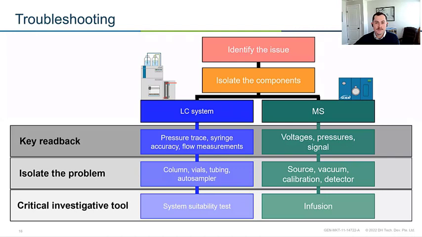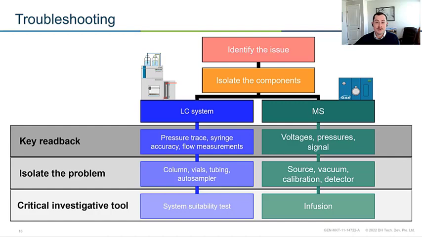Is it an LC issue? Is it a mass spec issue? The next thing we want to do is designate some key readbacks, or essentially key variables that we can use to assess the problem, whether it's getting better or worse. This might be intensity. This could be my pressure. It could be just the overall vacuum pressure, for example. So we want to have this sort of key readback that we'll use to assess whether we're fixing the problem or the problem is getting worse.